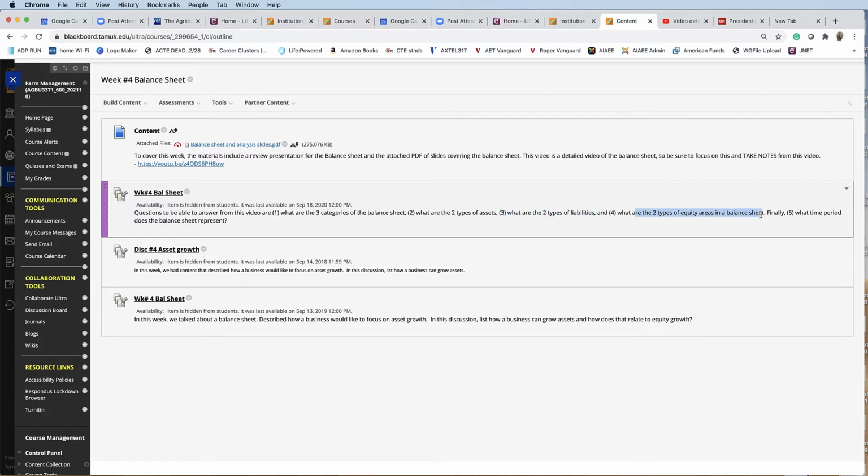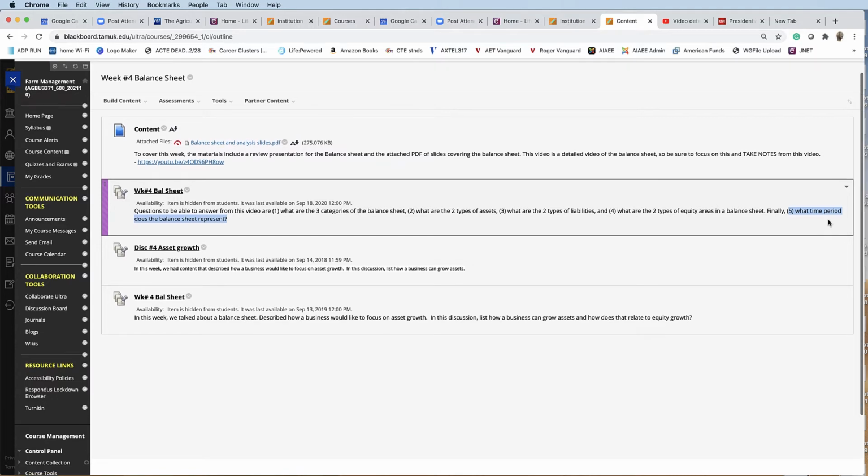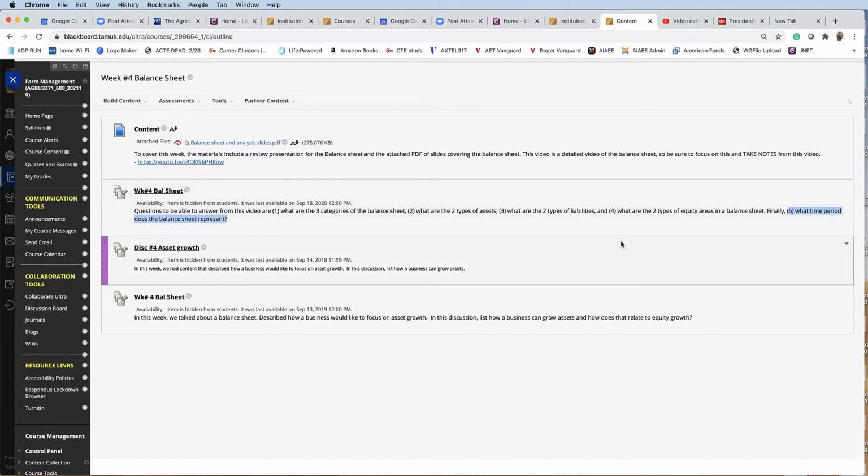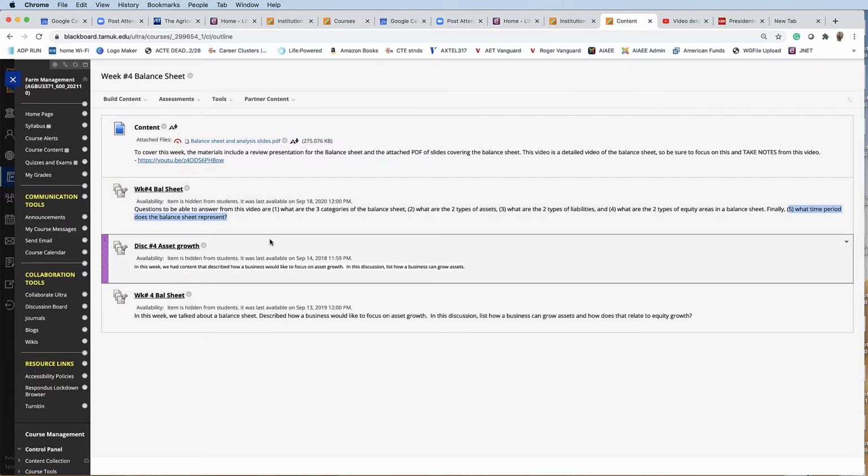There's 2 sections of that, and that is called retained earnings or investor capital. And retained earnings is all of our net incomes added together. Investor capital is new money coming in that people invest in our business. What time period does the balance sheet represent? It represents the entire life of our business. It doesn't really represent a year like an income statement. All right, so that's a particular question I want to make sure that you look at.